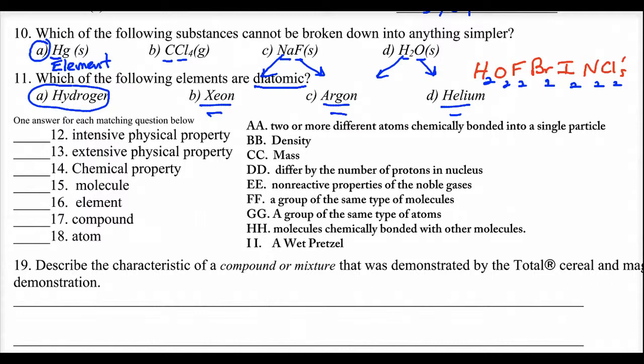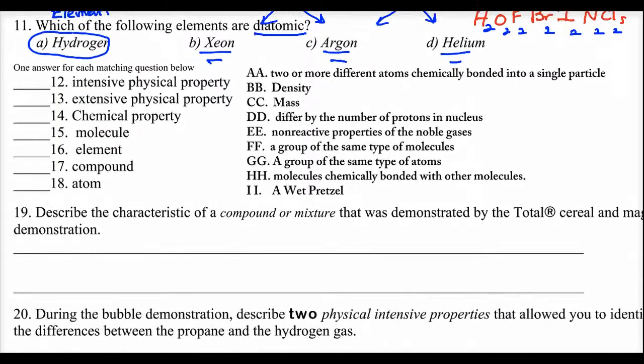Okay, going down to the matching, which was hard for some. Intensive physical property, I for I. This is to identify something. I hope we can pick out density as our one here. Density is a physical intensive property. We've been talking about that too much. Extensive is based on the size of the sample, and that'd be CC.